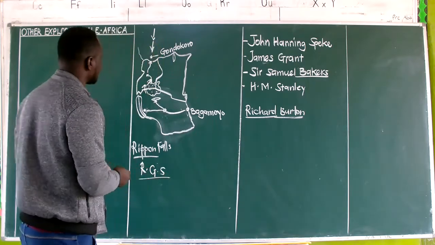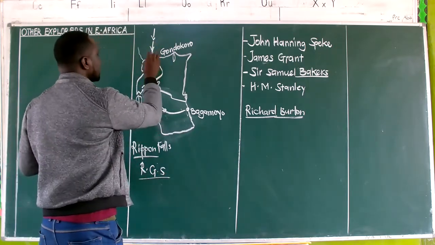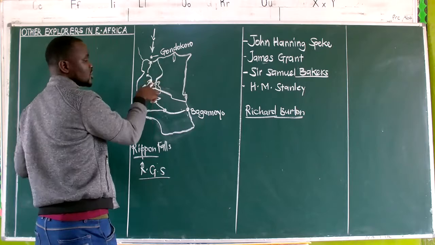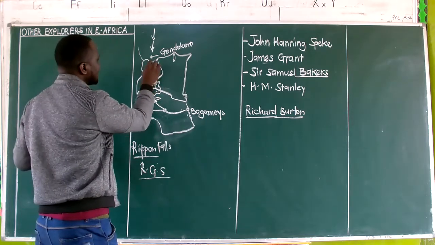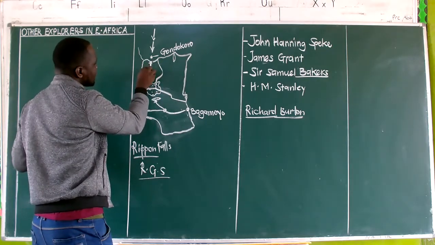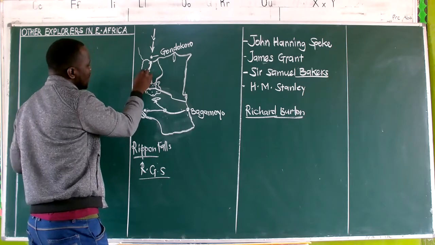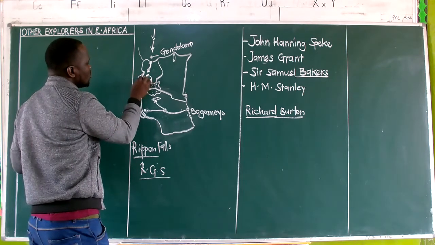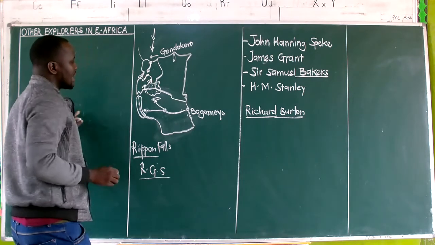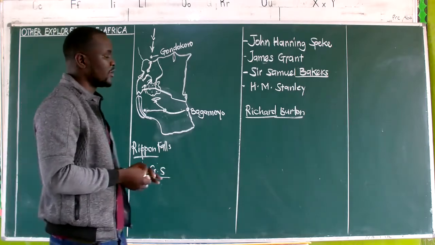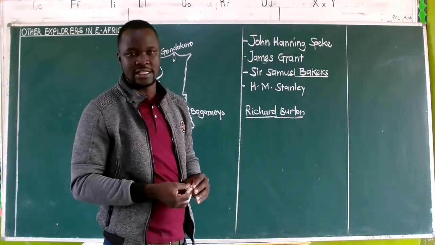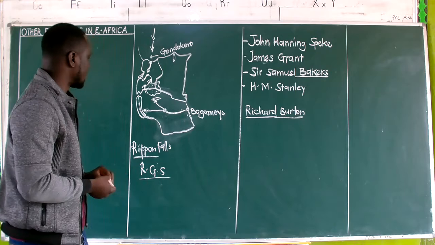We have Sir Samuel Baker also continuing. Instead of going to the source as he hoped, he had now to cross to the western part of Uganda, whereby he went to Bunyoro Kingdom, which was under the leadership of Omukama Kamurasi, that is the father of Omukama Kabalega.